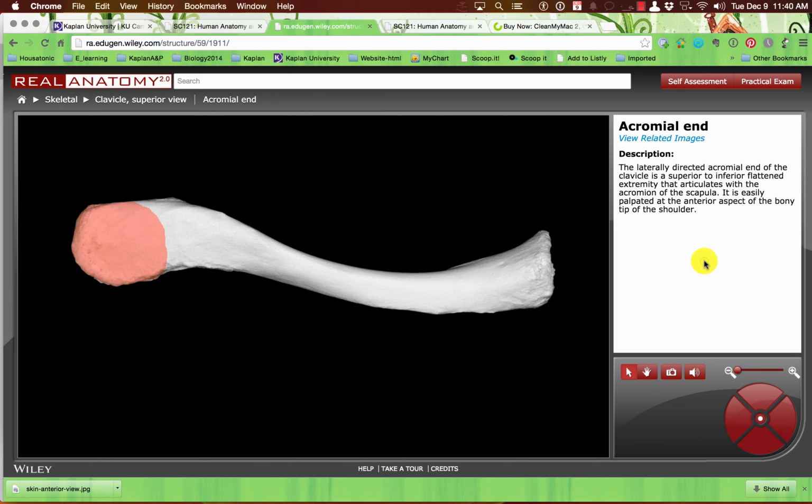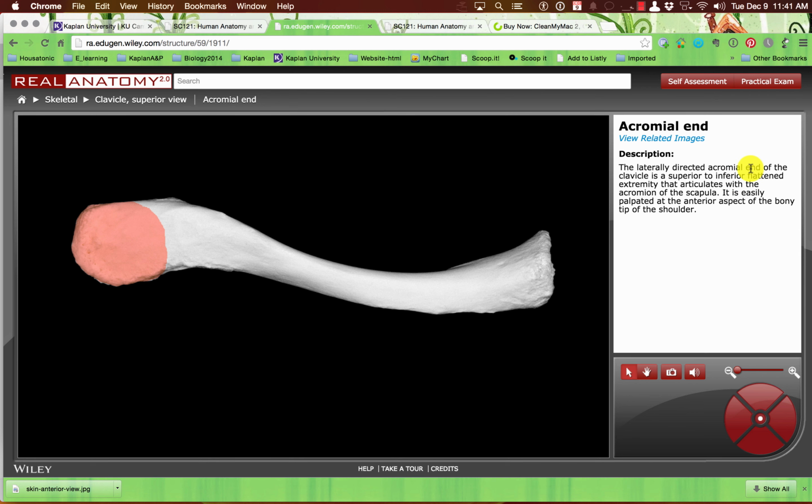Okay. A lot of words here. I understood all of them, but it doesn't help if I do and you don't. That's how you learn. It is so, so important that you understand what we're looking at. When this says laterally directed, lateral is going out from the center. It's on the side, away from the center. So I'm looking at the shoulder side. Okay, so this is by the shoulder.